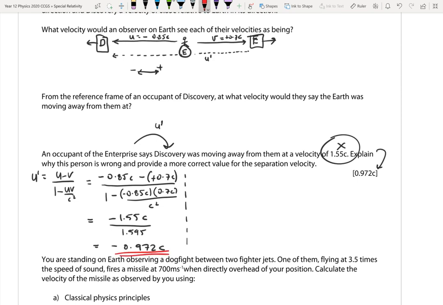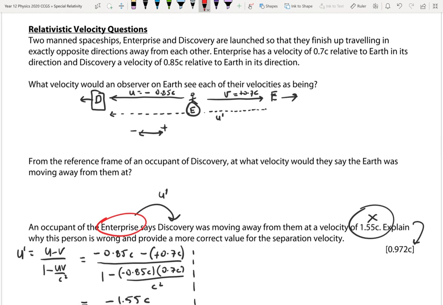But if you're not happy with the u prime, let's turn this guy into a space cowboy. We're going to put the space cowboy in the Enterprise. So here we go. I'm going to redraw my Enterprise so I can draw my space cowboy.